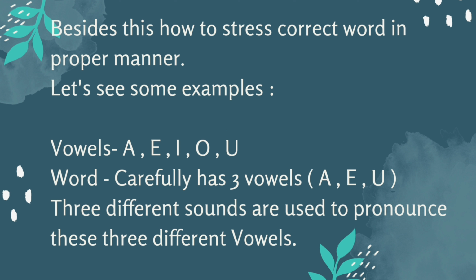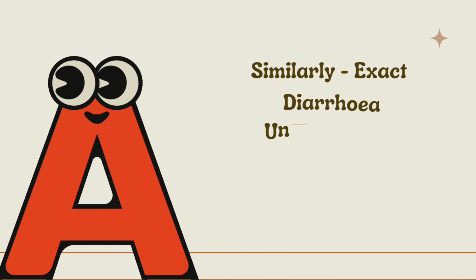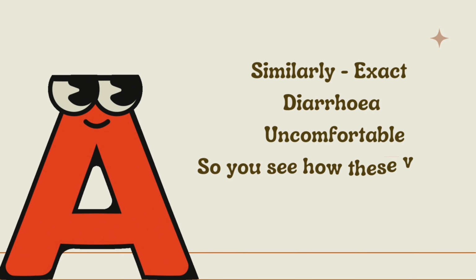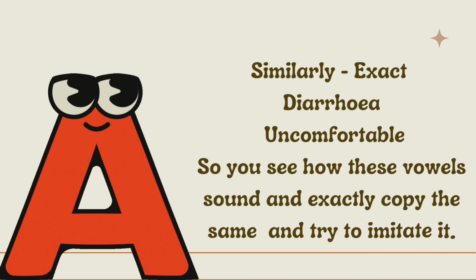For example, as we pronounce word carefully. So, care A. It has three vowels. It is A, E and U. So, all have their different sounds. In these three vowels, we use different sounds to pronounce. Similarly, exact, diarrhea, uncomfortable. So see how these vowels sound, and exactly you should copy and try to imitate this.